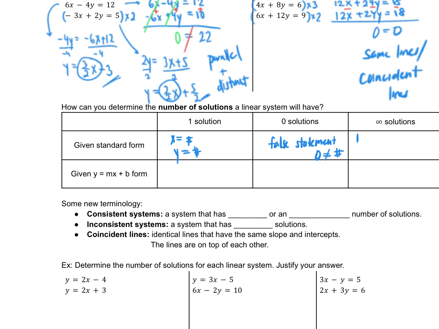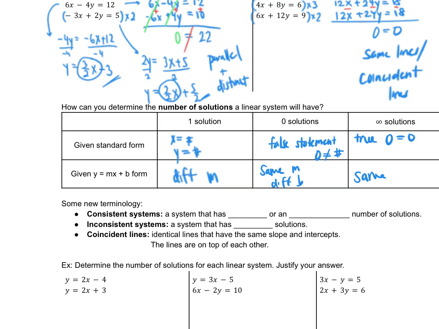And if I have an infinite number of solutions, I have a true statement, like 0 equals 0. And for these ones, the x and y coefficients will match for both the 0 and the infinite solutions. But for the 0 solutions, the constants will not, whereas for the infinite, every single part of the equation will match. For y equals mx plus b, if I have one solution, we will have different slopes. If I have 0 solutions, we'll have the same slope, but a different y-intercept. And for infinite, they're the exact same line.